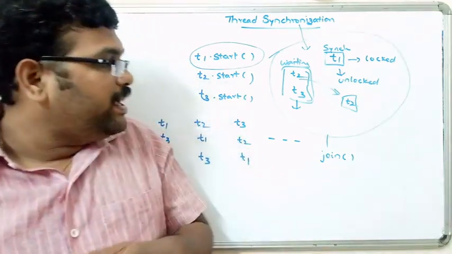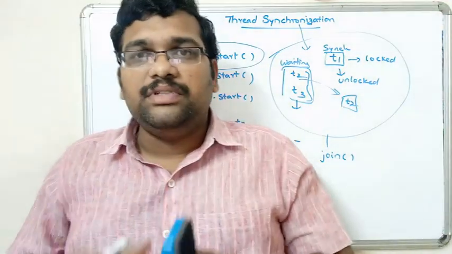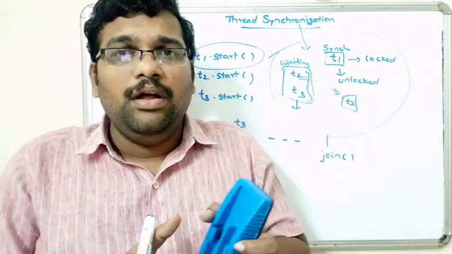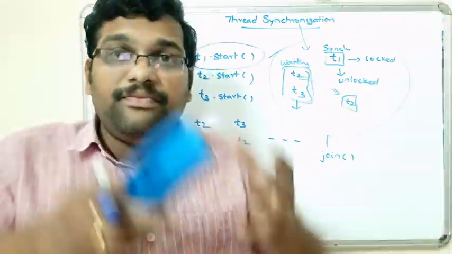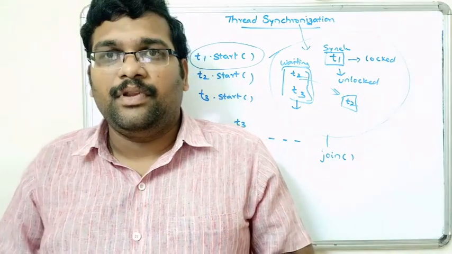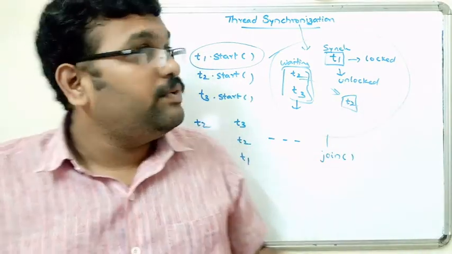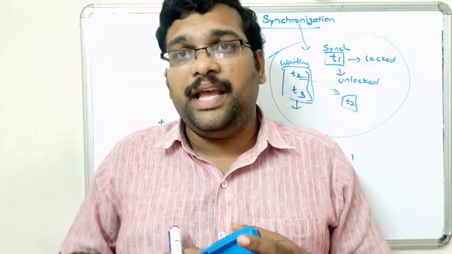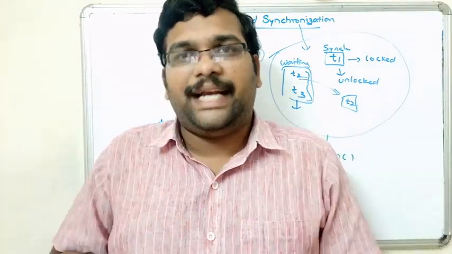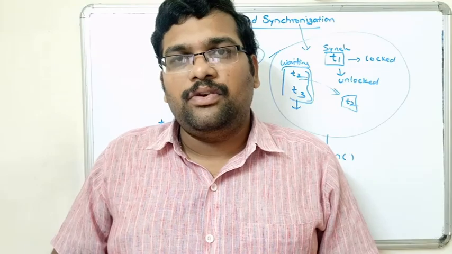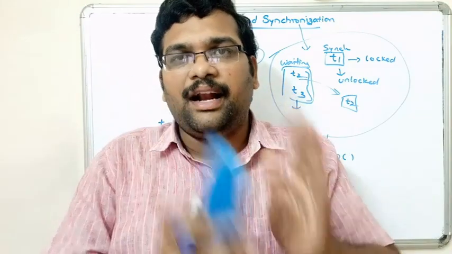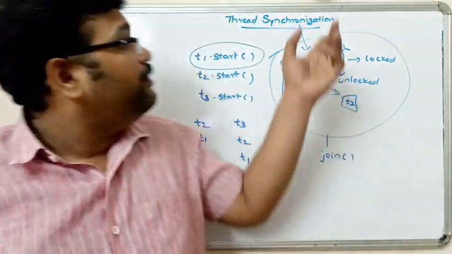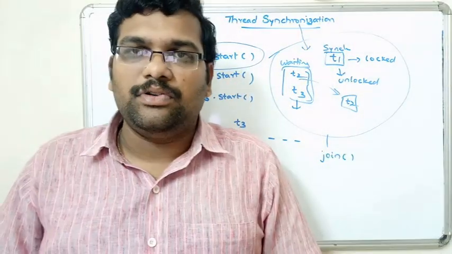But here the drawback is, if we want to synchronize some 100 lines in the code, then we have to apply join for 100 threads. In order to avoid this, we are moving to the synchronization concept. Our system may have thousands of threads, and if I want to synchronize only a few of them, then we will go with synchronization.